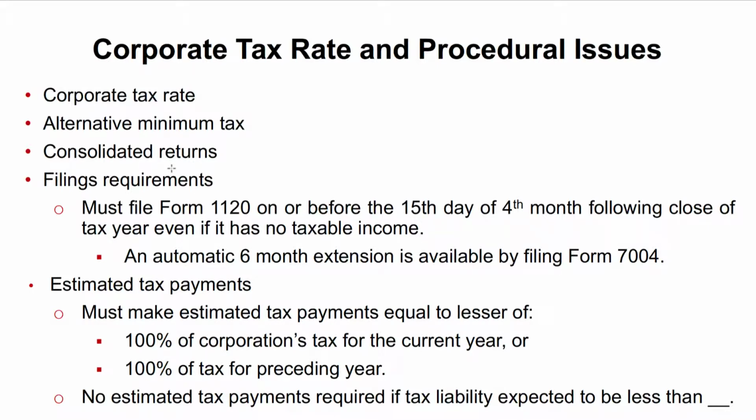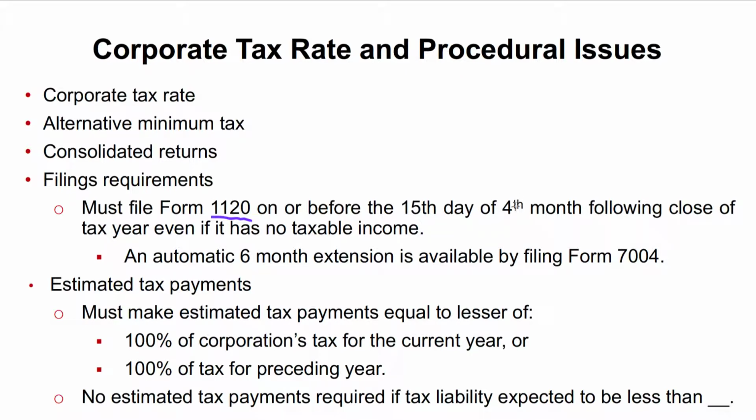Filing requirements. We've talked about this throughout this presentation, but let's continue to talk about it. So again, C corporations file Form 1120. It's due on the 15th day of the fourth month following the close of the tax year, even if no taxable income. Now check that date because in the future it might change. It's changed in the past. So for example, a calendar year corporation would have to file by April 15th of the next year.